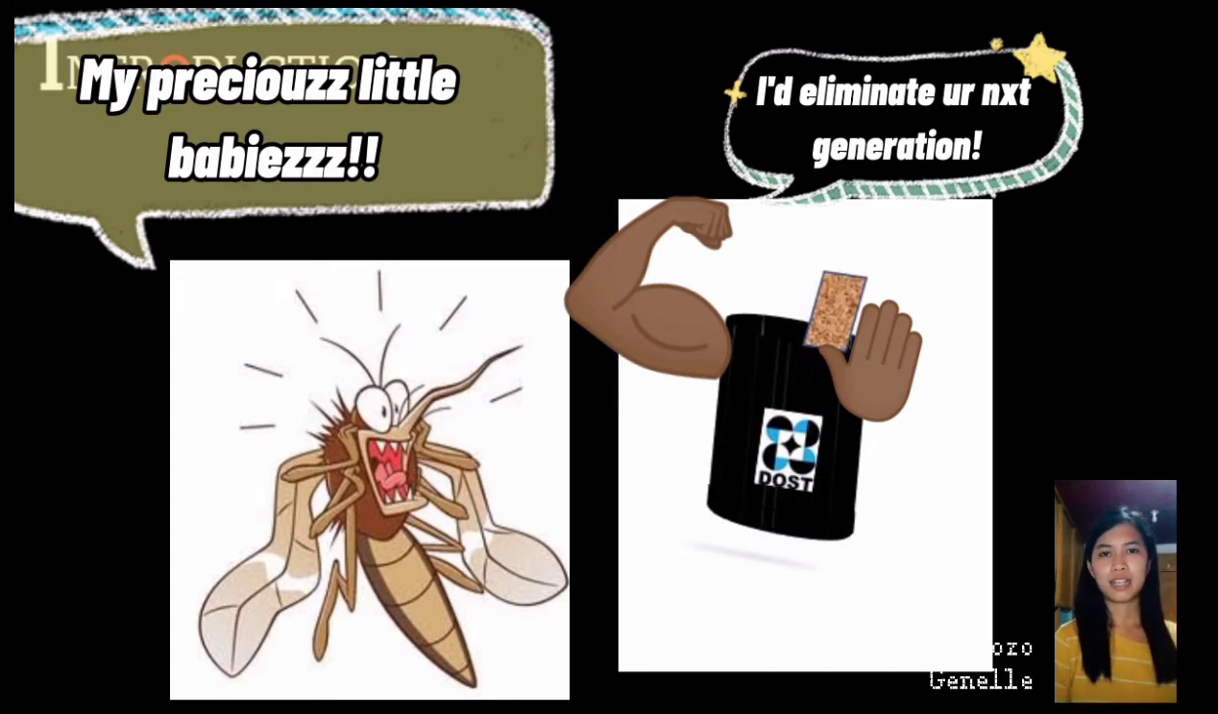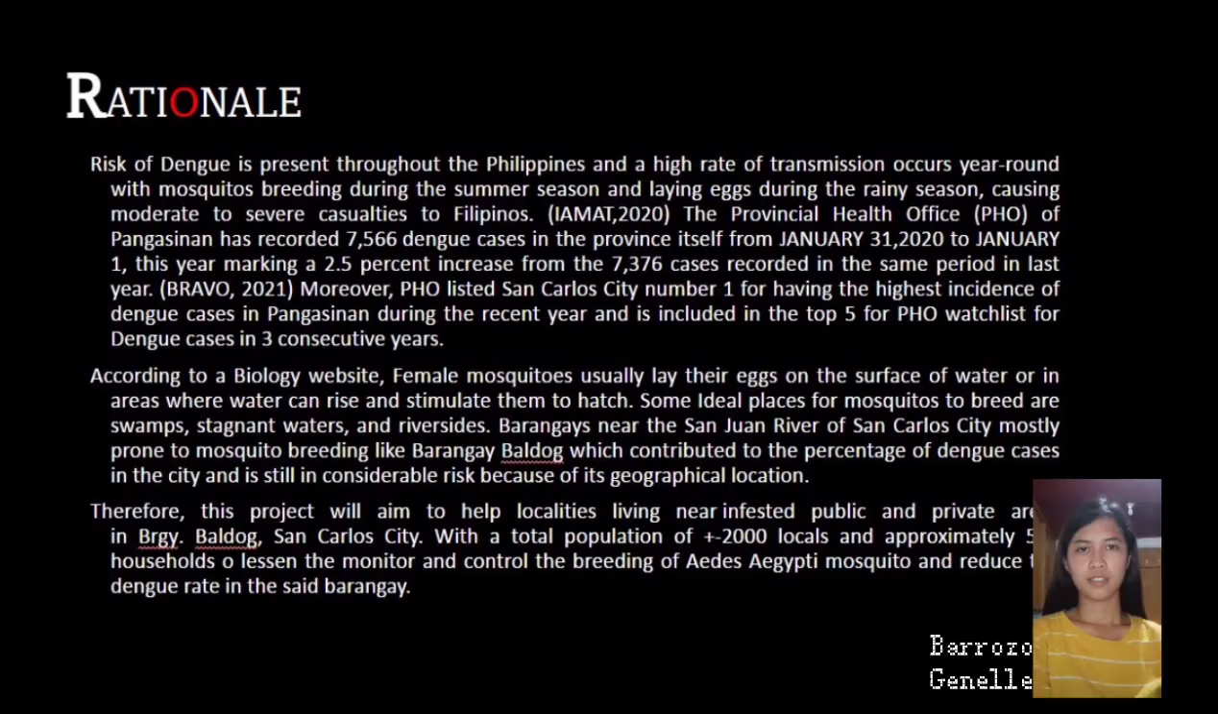For our rationale, risk of dengue is present throughout the Philippines, and a high rate of transmission occurs year-round with mosquitoes breeding during the summer season and laying eggs during the rainy season, causing moderate to severe casualties to many Filipinos.